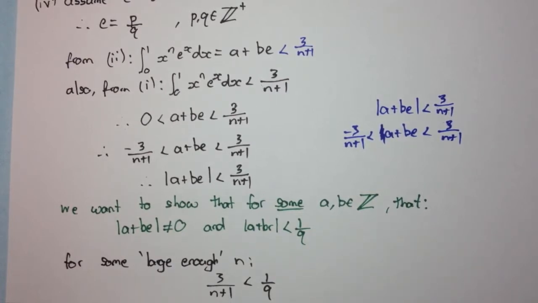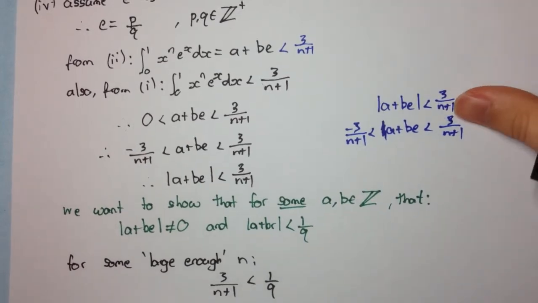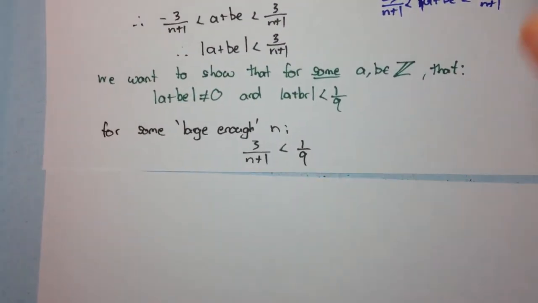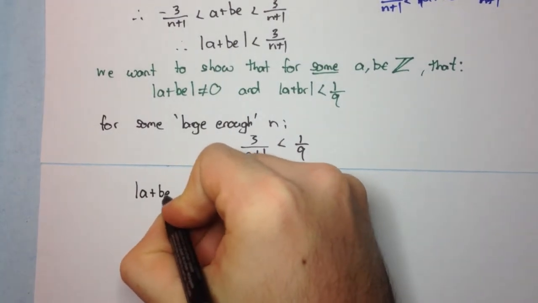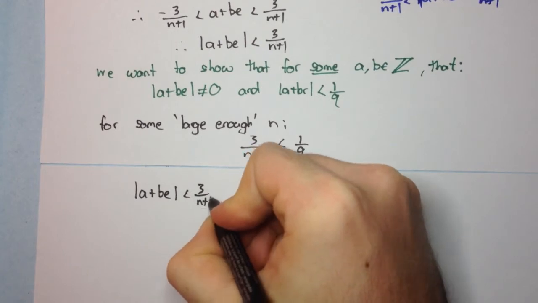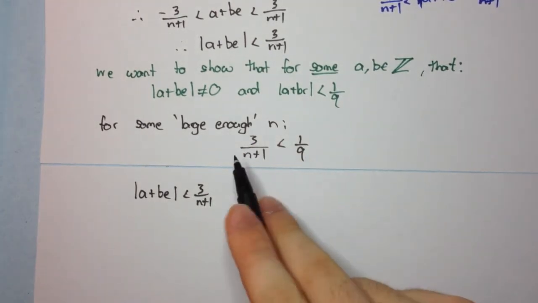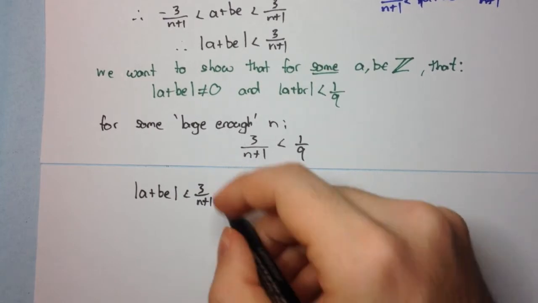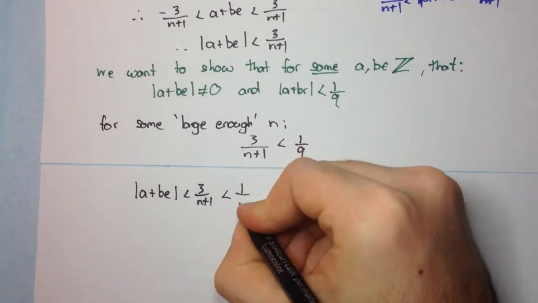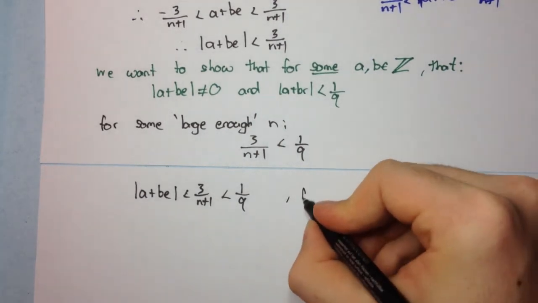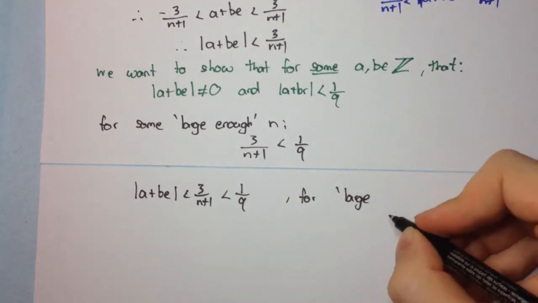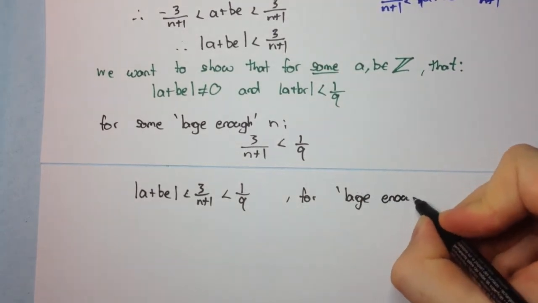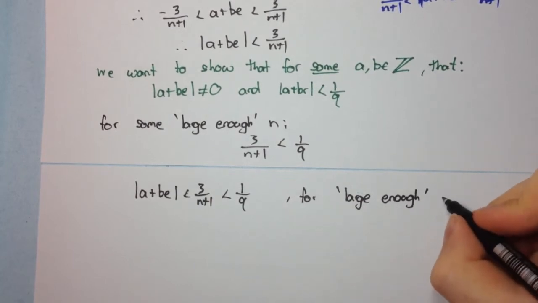Okay, so if this inequality holds, well, what does that mean? That means we've pretty much got this. We can now say from here that the absolute value of a plus b e is less than 3 over n plus 1, but 3 over n plus 1 is less than 1 over q for large enough n. So we can say that this now is less than 1 over q, okay, for large enough n. And the reason I'm putting large enough n in inverted commas is because it's not really a technical term, but it will do for now. So for large enough n.